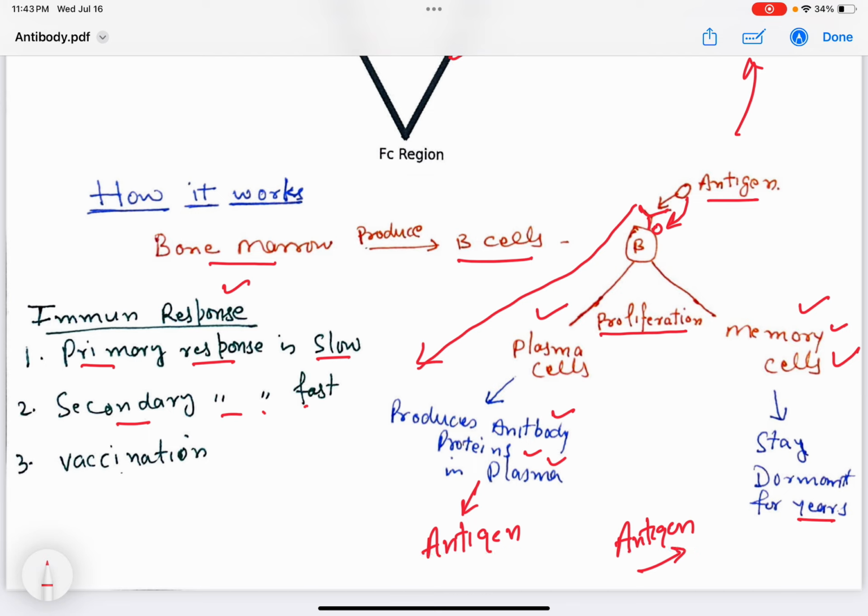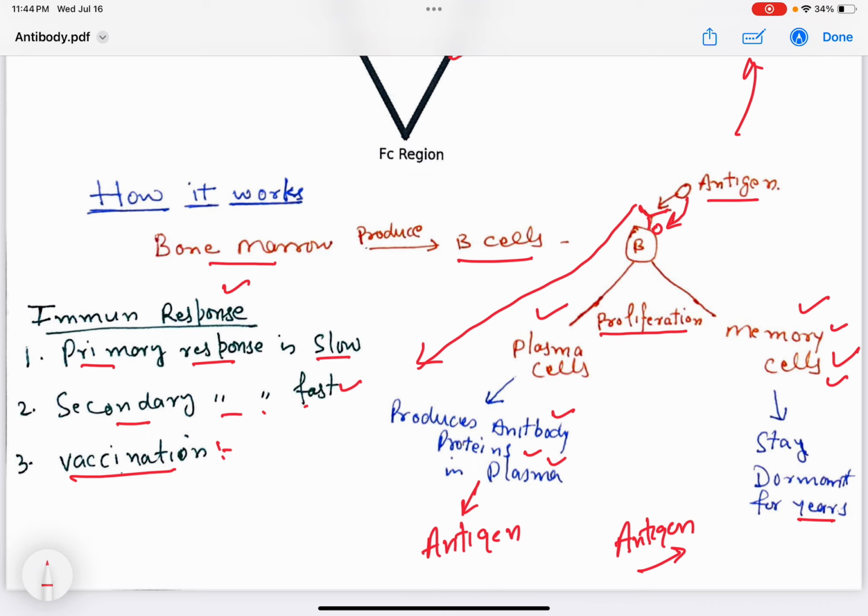The primary response is slow, but the secondary response is fast because now you have memory cells. Next time the same infection occurs, it quickly kills that infection. So that's why secondary is faster. So how do we get secondary all the time instead of primary? We do the vaccination route.